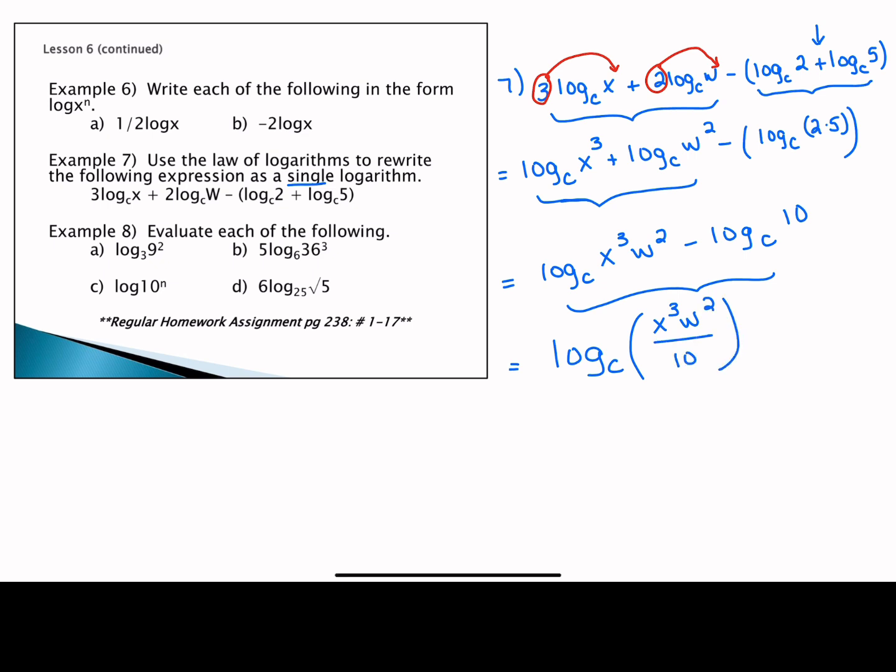Please be mindful that when you're using the product rule or the quotient rule and you're combining logarithms, I only want to see one log out front. If you put a log in the numerator and in the denominator, it's a very different value and it's not equivalent. So be very careful when you're combining that you're only writing, in this case, log base c once, and that's in front of your quotient.